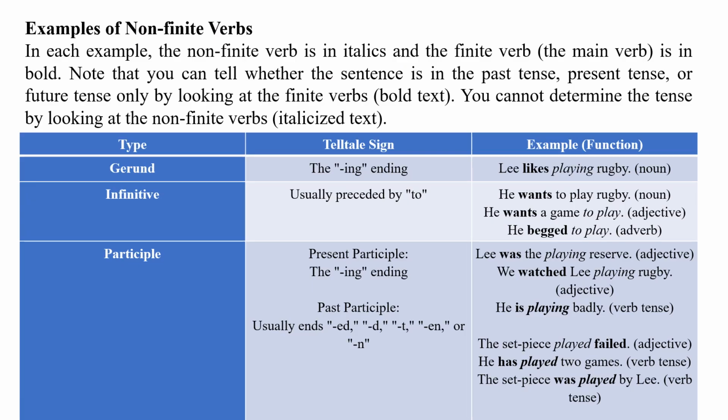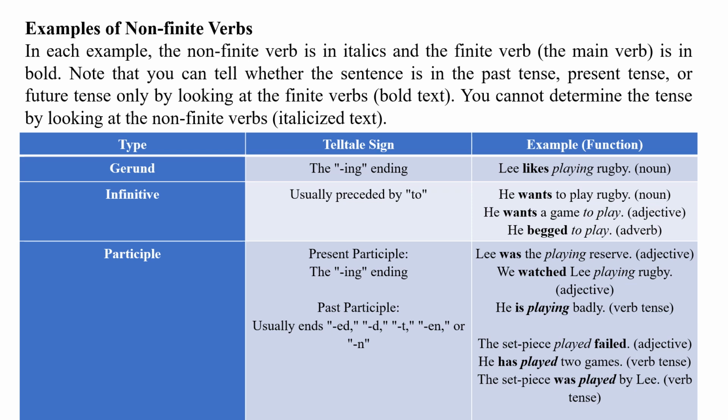Examples of non-finite verbs. In each example, the non-finite verb is in italics, and the finite verb or the main verb is in bold. Note that you can tell whether the sentence is in the past tense, present tense, or future tense only by looking at the finite verbs, that is, bold text. You cannot determine the tense by looking at the non-finite verbs, italicized text.